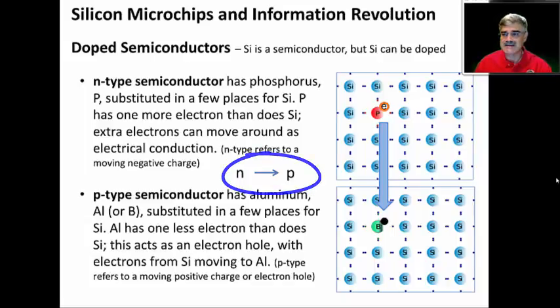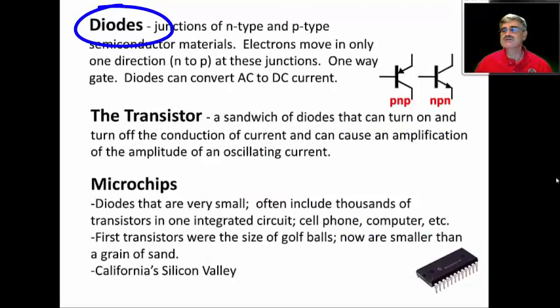Now this is the basis for the design of a diode. A diode is a junction of N-type and P-type semiconductor materials, where the electrons can move in one direction, N to P. That is, it's a one-way gate. So what can happen at these diodes? Well, electrons can only pass in one direction, N to P.